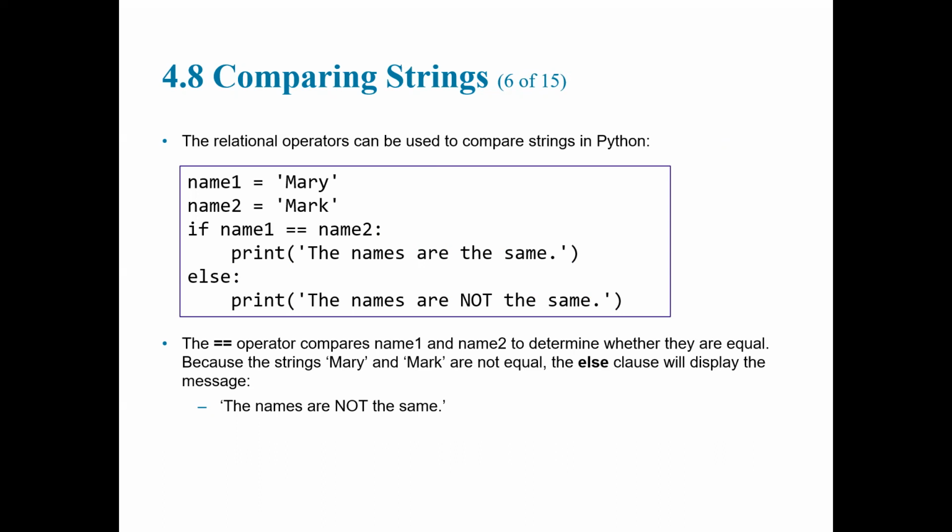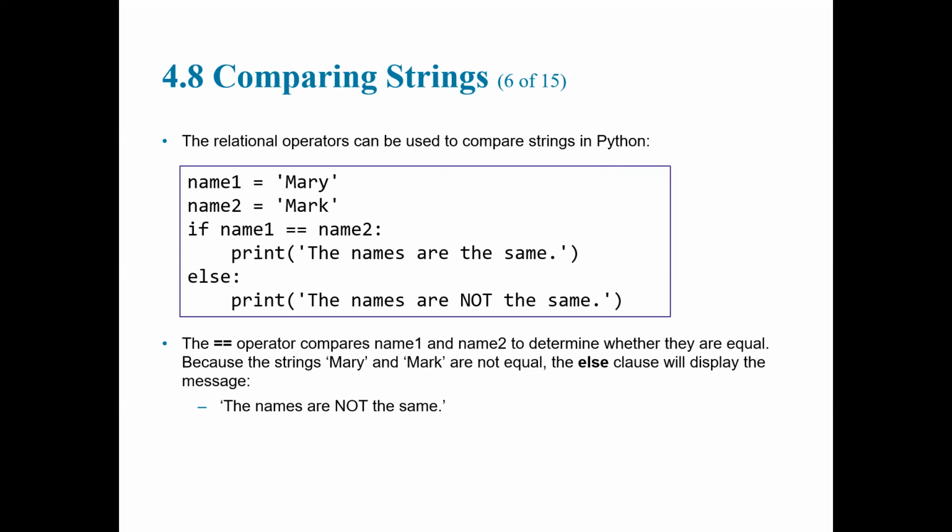We want to perform a test for equality. If that's true, then we'll say the names are the same. Else, we will print the names are not the same. So the 2 equal signs together is our test for equality. It's an operator that compares, in this case, name 1 and name 2 to determine whether they are equal.